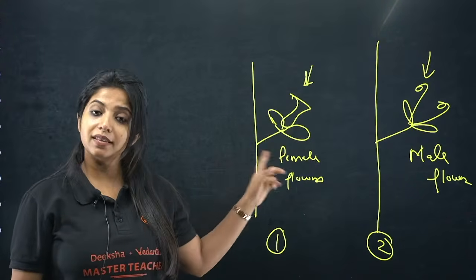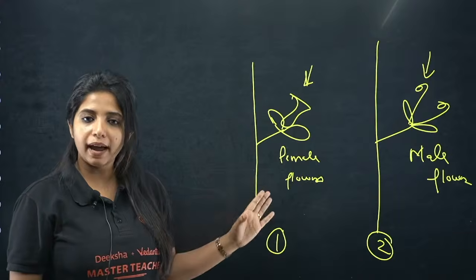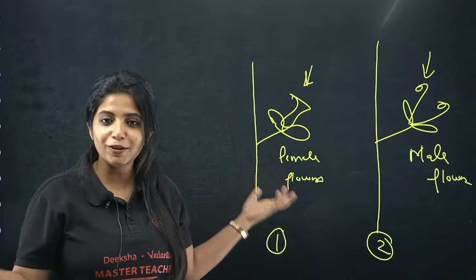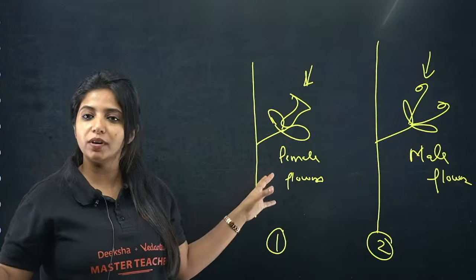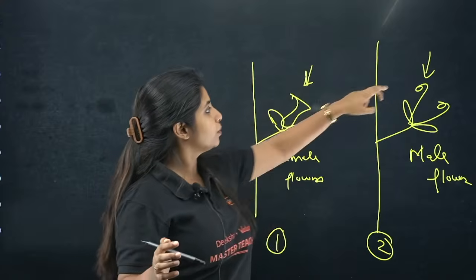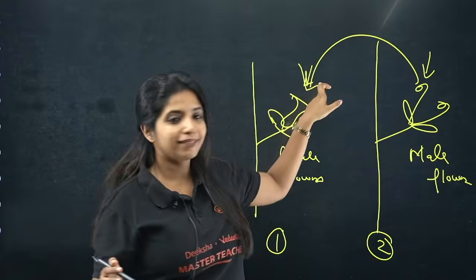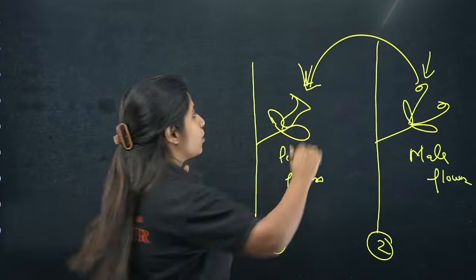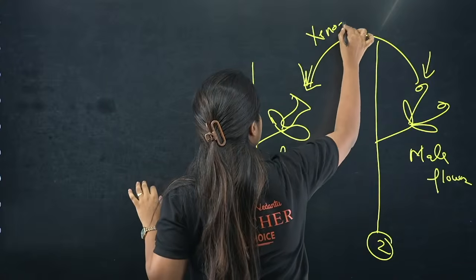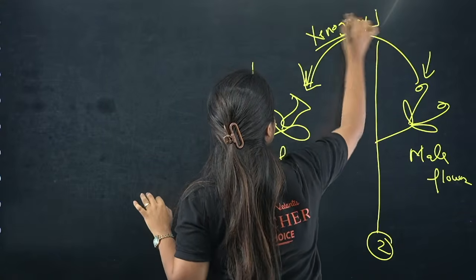This thing can happen. In this case, automatically the plant will say that cross-pollination is the only way to happen. Xenogamy is the only way. From here to here, the pollen grains have to come. Right? There is no other way for pollination to happen. So anyway, xenogamy is going to happen in this particular condition.